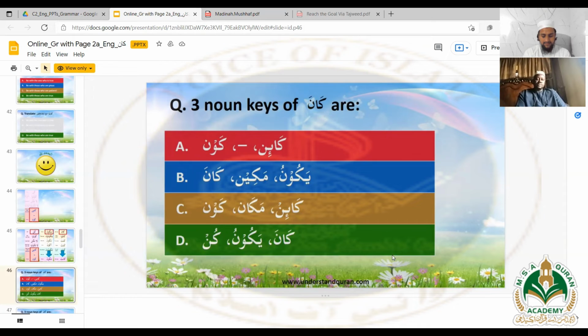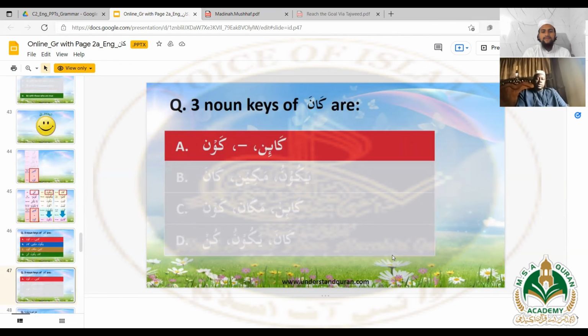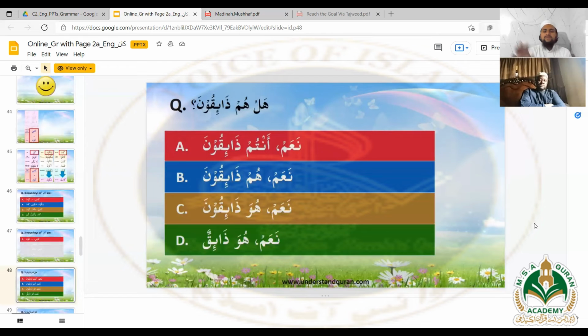C. That is C. Okay, this is yakunu. Kain, makan, and kaun. Yes, that's perfect. This is not 3 noun key. This is just 2. These are 2 nouns. So it should be C. I mean, I think some corrections are here. We have to correct. Inshallah, we will correct.